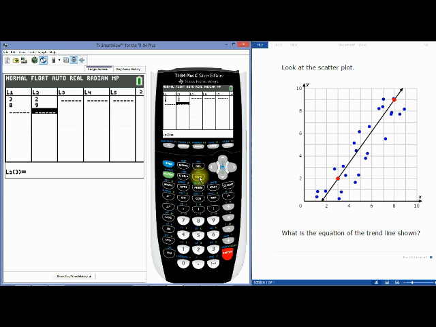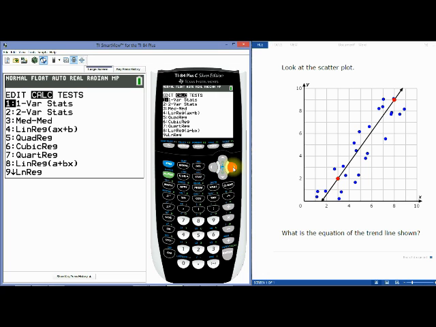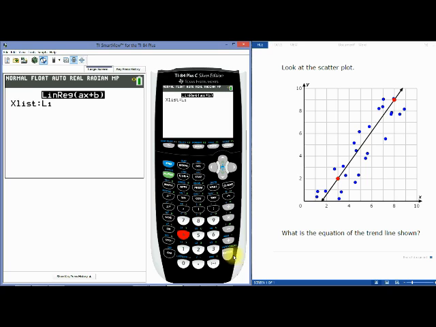Now I'm ready to get the line of best fit. So I push the stat button again. I arrow over and highlight calc. I'm going to do number 4, linear regression, so I can either down arrow to 4 or just push the number 4. My X list is in L1. My Y list is in L2. So I'm going to arrow down till I hit calculate and press enter.